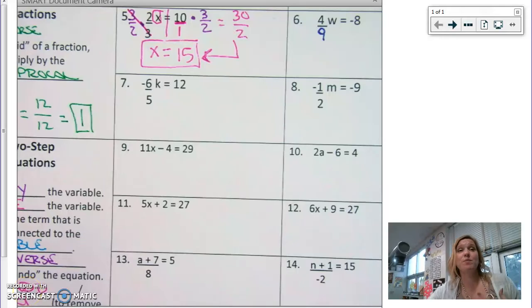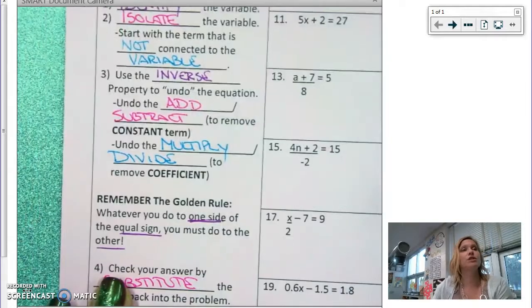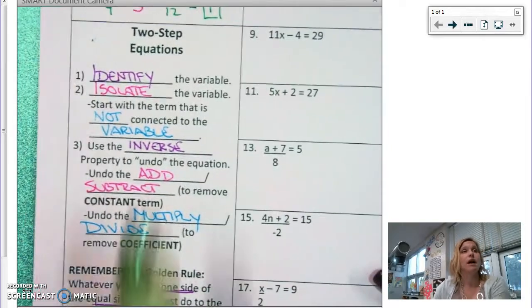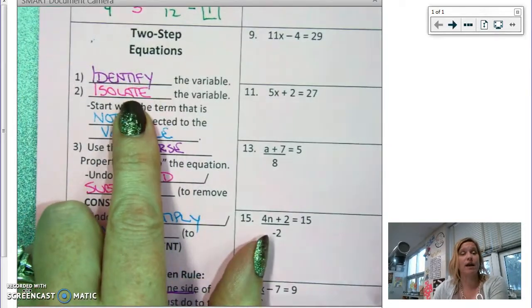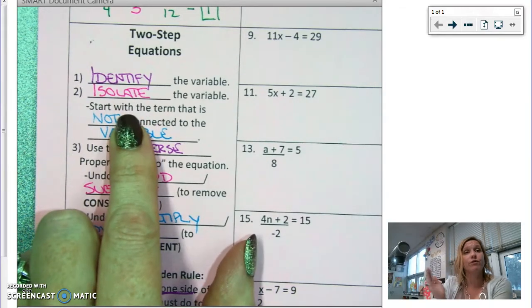All right, hi everyone. This is part two of solving two-step equations. We just got done in the previous video walking through the process: identifying our variable and isolating that variable to get it all by itself. That's our goal. So what we always do is the reverse of PEMDAS.